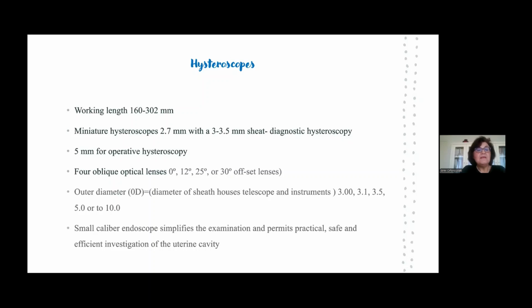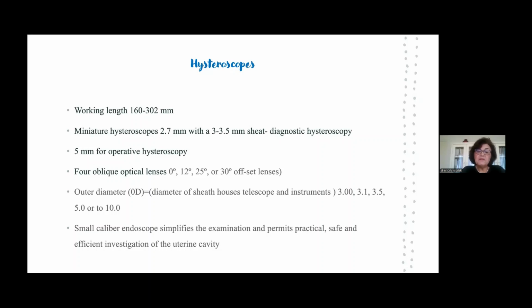Hysteroscope. The working length from the examiner's eye to the distal tip is 106 to 302 millimeters. Miniature hysteroscopes are 2.7 mm with a 3 to 3.3 mm sheath for diagnostic hysteroscopy, and 5 mm for operative hysteroscopy. Optical lenses are oblique: 0 degree, 12 degree, 25 degree, or 30 degree.